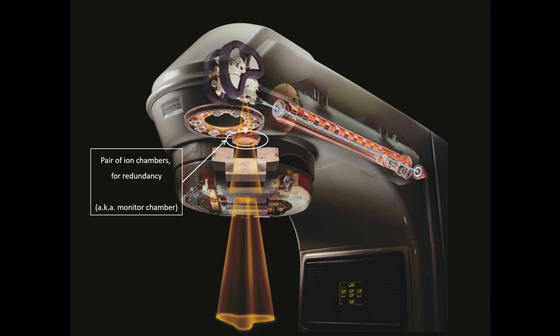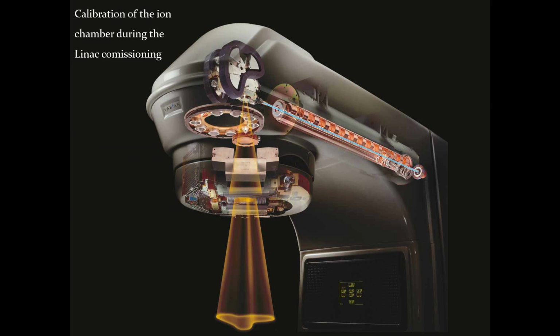Well, if you remember, at the end of the LINAC head, the beam is passing through, as a matter of fact, a pair of ionization chambers. There are two of them for redundancy purposes. And this double unit here is also known as a monitor chamber. It's a gaseous detector that will provide charges when crossed by ionizing radiation.